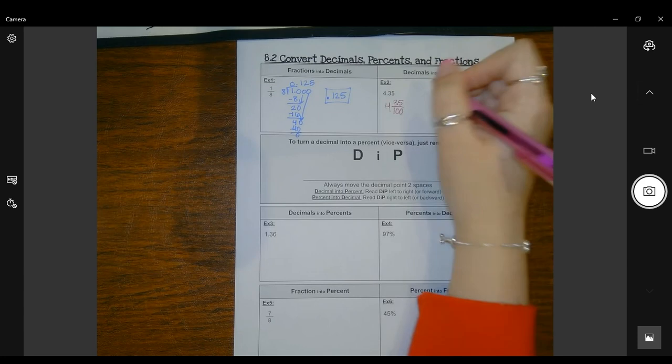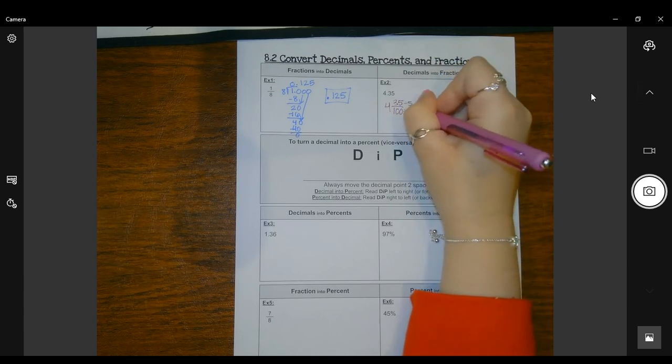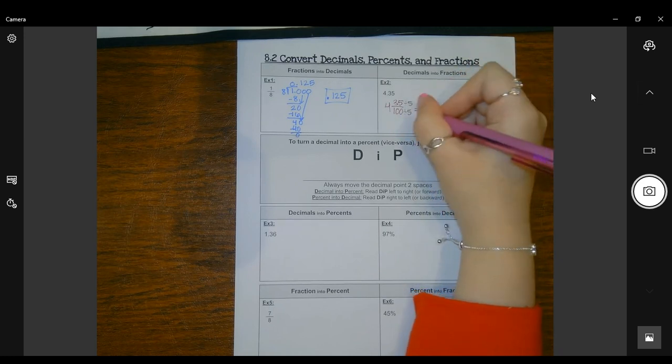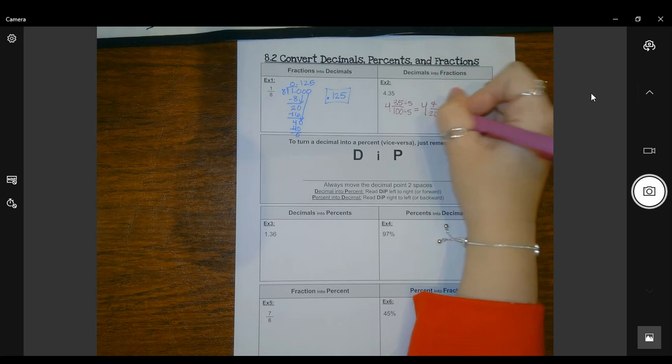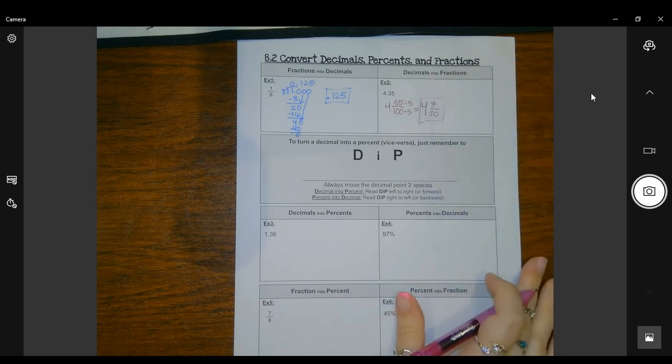And then just ask yourself, can I reduce that? Yeah, I can reduce that by 5. And so 35 divided by 5 is 7, and 100 divided by 5 is 20. So my final answer is 4 and 7/20.